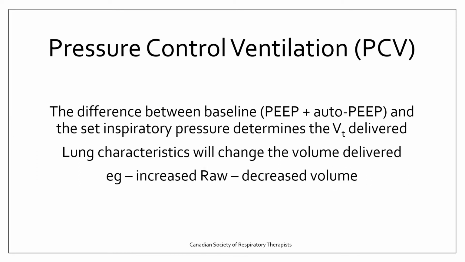Now, pressure control ventilation. With pressure control ventilation, we're looking at the difference between baseline pressure, so your PEEP and your auto PEEP if there is any, and the set inspiratory pressure, and that's what's going to determine our tidal volume. So we're going to set a peak inspiratory pressure, and the ventilator is going to deliver that pressure on every breath.